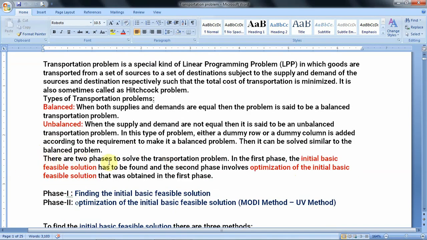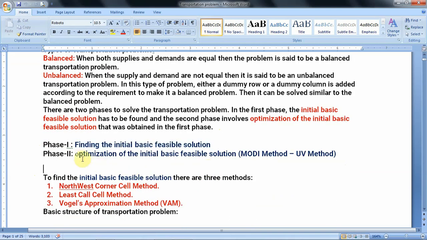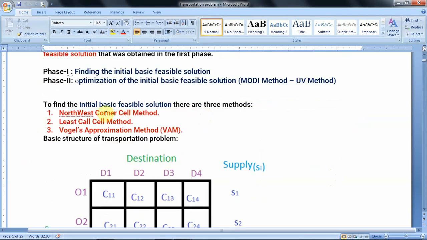Okay, next. There are two phases to solve the transportation problem. In the first phase, we find the initial basic feasible solution, IBFS. The second phase involves the optimal basic feasible solution, obtained from the first phase. Phase 1 is finding the IBFS. Phase 2 is optimization of that initial basic feasible solution. That method is the MODI method or UV method.